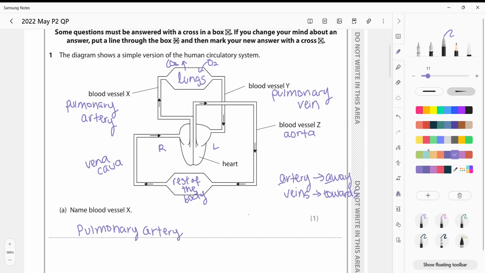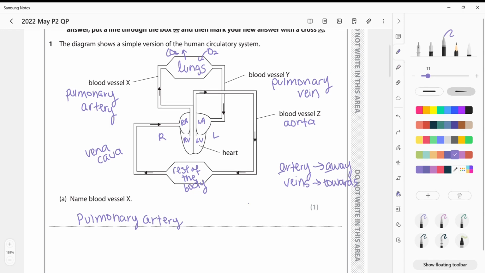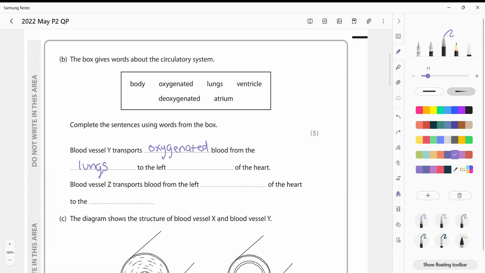The top part is the atrium. So this is the right atrium. This is the right ventricle. This would be the left atrium. This would be the left ventricle. So you can see blood vessel Y, which is the pulmonary vein, is transporting blood to the left atrium. So let's write that down.